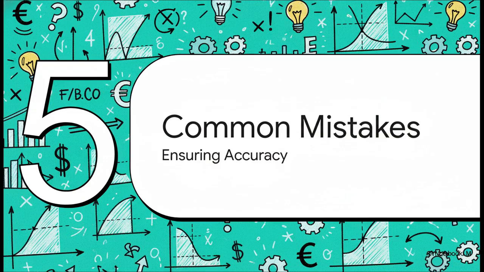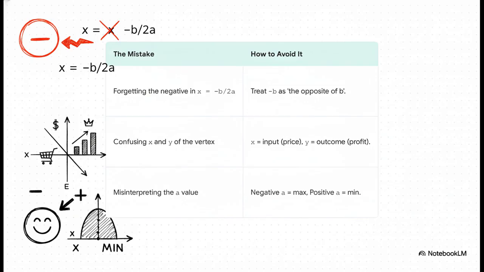Common mistakes to avoid. It's one thing to understand the theory, but it's another to apply it perfectly every single time, especially when the pressure is on. I see 3 common errors over and over again. First, the simple sign error in the vertex formula. So many people forget the negative sign at the start of x equals -b over 2a. It's a tiny mistake that leads to a totally wrong answer. My advice, always think of -b as the opposite of b. So if b is already negative, -b becomes positive.